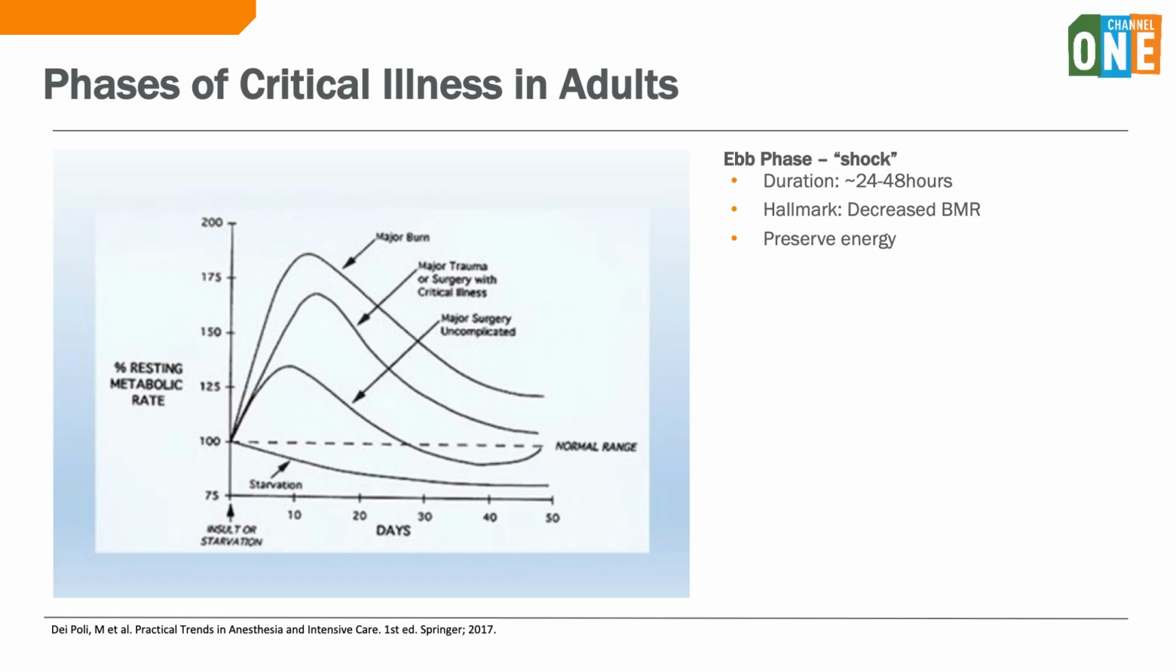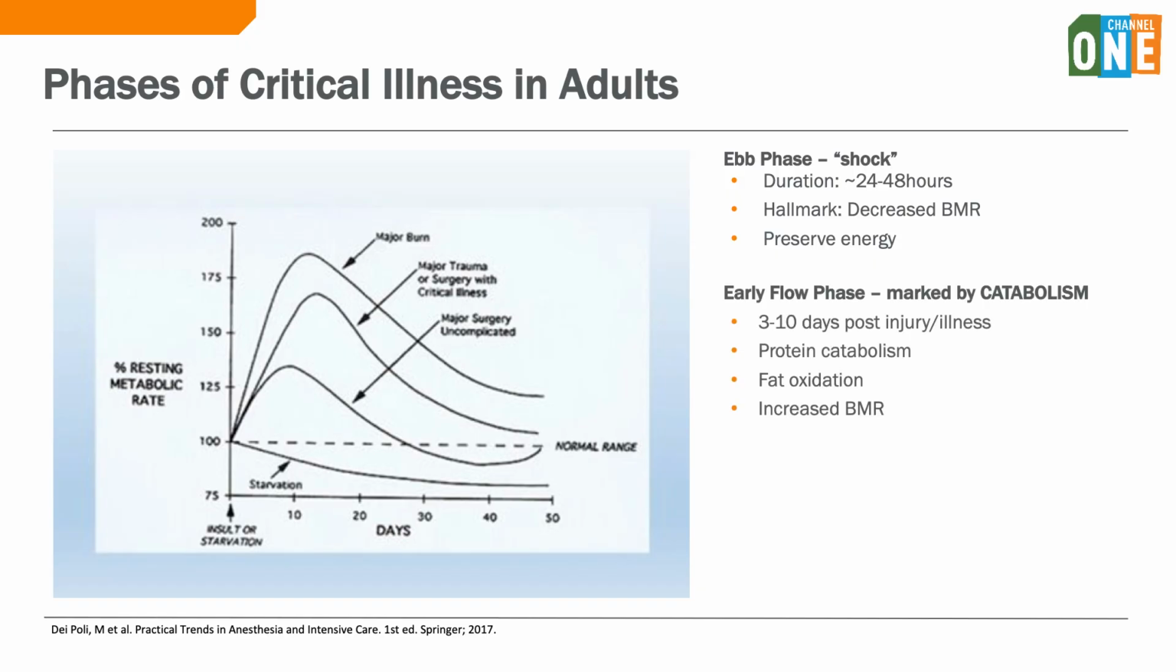When we look at critically ill adult patients, we should recognize the phases of critical illness. There are 3 phases of critical illness. The first is the ebb phase or the shock phase. This is within 24 to 48 hours after injury or surgery. Here the goal for nutrition is metabolic support. The second phase is the early flow phase, which is our catabolic phase. This is anywhere 3 days post-injury or stress or illness. The nutrition goal remains the same, and that is metabolic support.